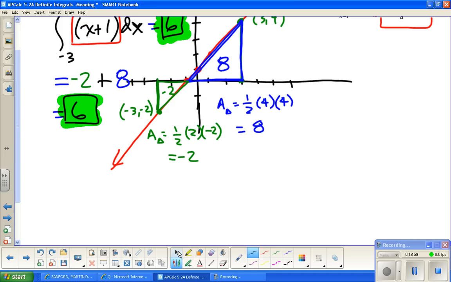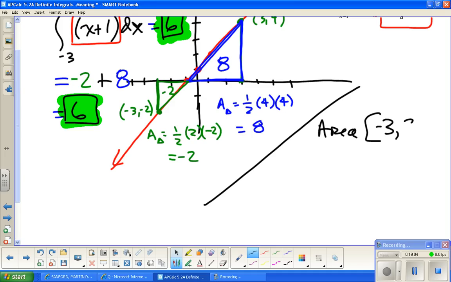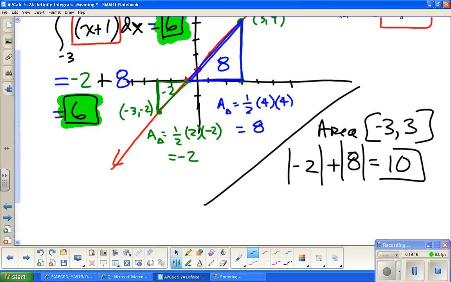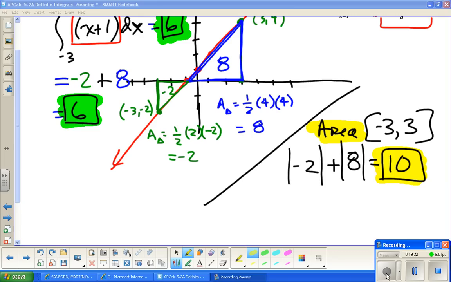If I asked for the area between -3 and 3, then I would take that -2 and make it positive, plus that 8, which was already positive, and that's 10. Which is normally what we would think of more intuitively. So if I was asking for area over that interval, it's 10. If I was asking for the value of the integral, it's 6. Kind of a detail thing, but it's got to happen that way.